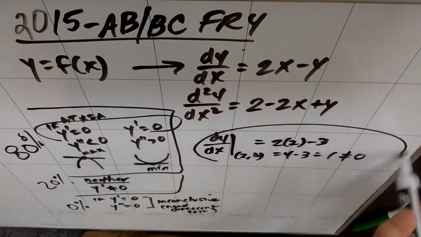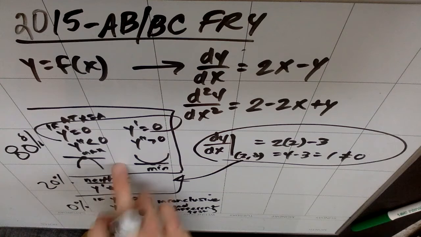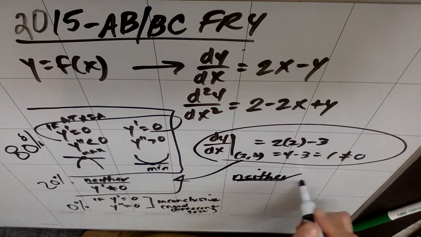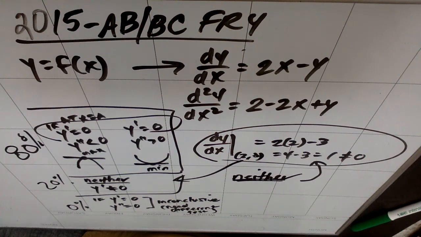So despite the fact that I told you that most of the time it's one of these cases, the answer is neither. And the reason it's neither is because the first derivative evaluated at that point is not 0, and you can't have an extrema there if your first derivative is not 0 or does not exist. So the answer is neither.